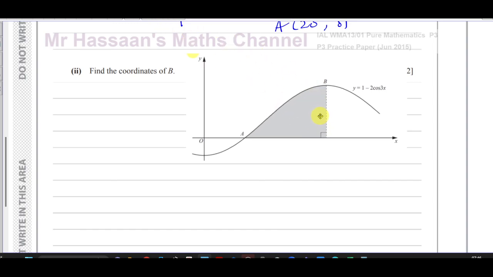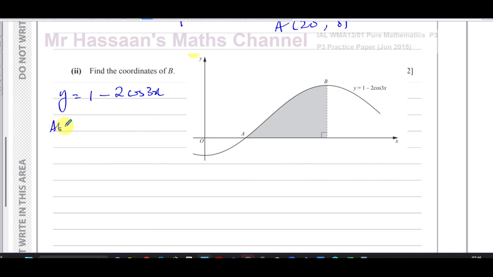There are a couple of ways we could answer this question. Most probably the simplest way is to take the equation, which is y equals 1 minus 2 times the cosine of 3x, and we know at the turning point the gradient is 0.